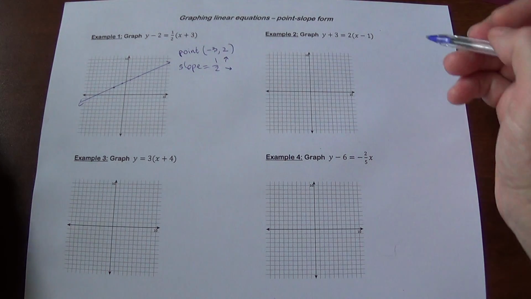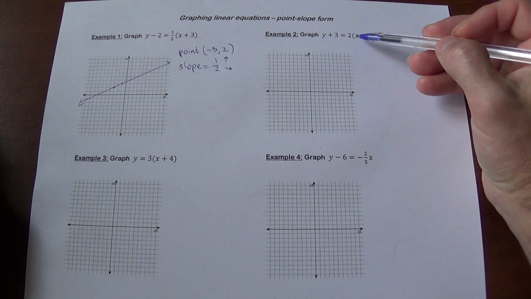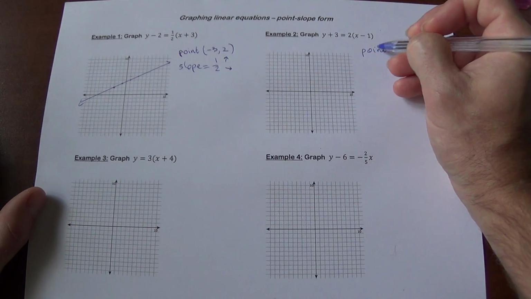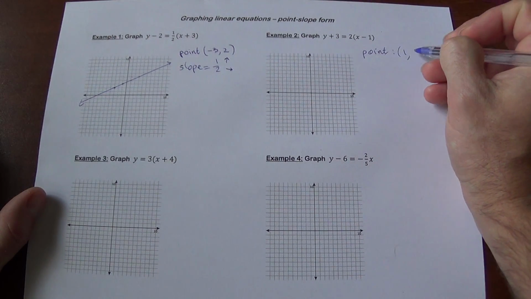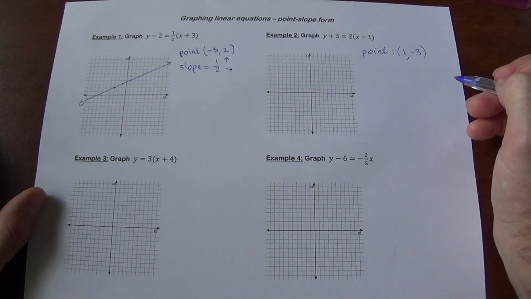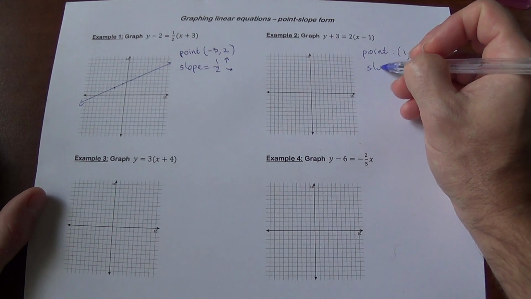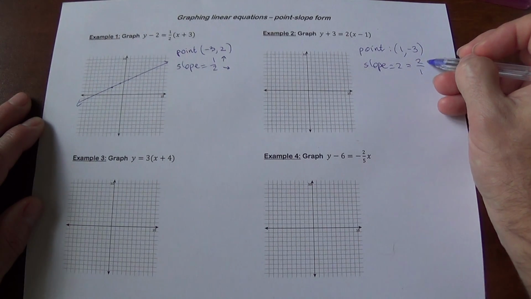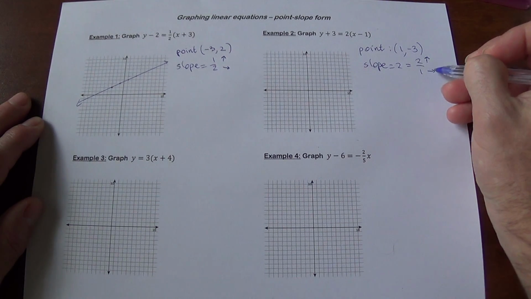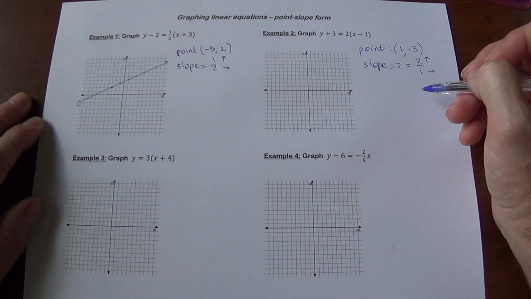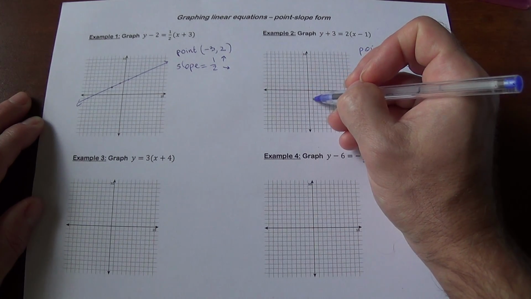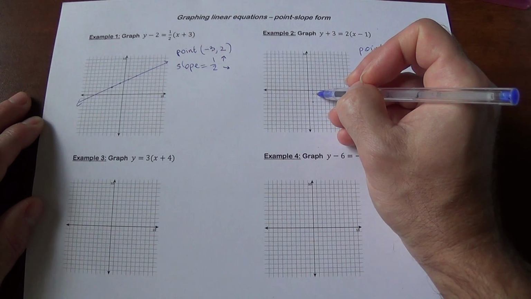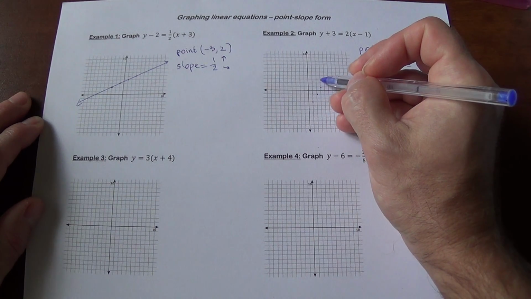Example 2, y plus 3 equals 2 times x minus 1. Our point here is going to be 1, -3, and the slope here is 2, which we are going to write as 2 over 1. It's positive 2 over positive 1, up and to the right. 1, -3, 2, 1, 2, 1, 2, 1.